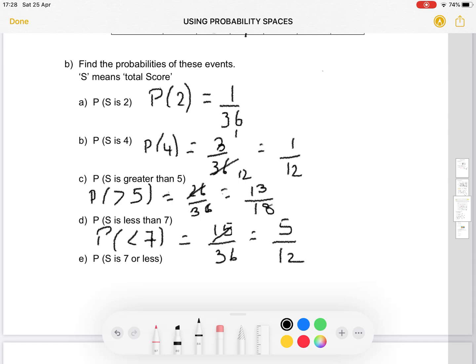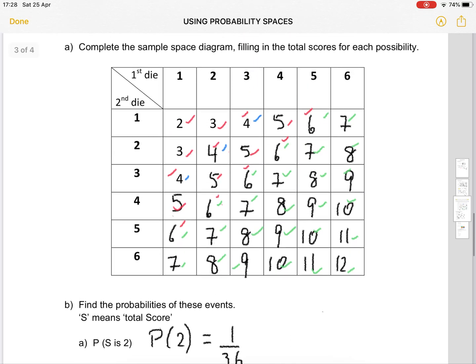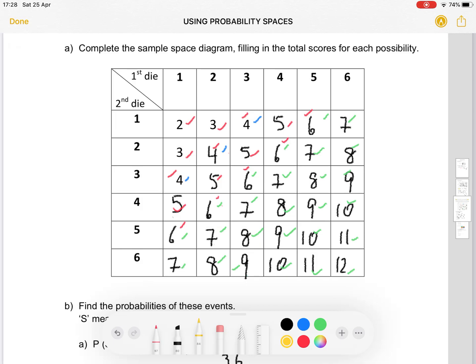7 or less, so we have to include the 7 now. Let's mark them with a yellow. The same red ones we had, but we include now the 7 as well. We have all the 5s, all the 6s, and all the 7s.